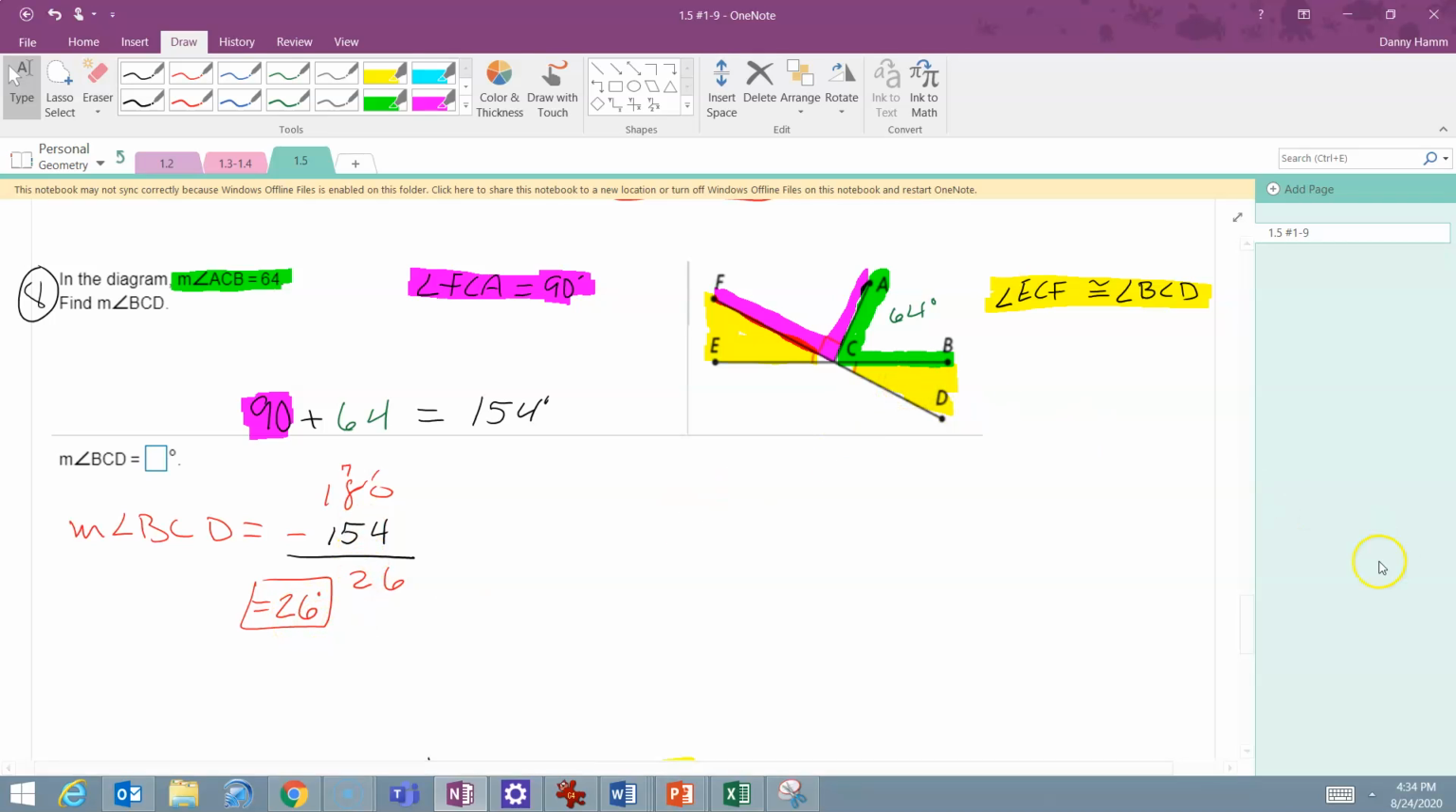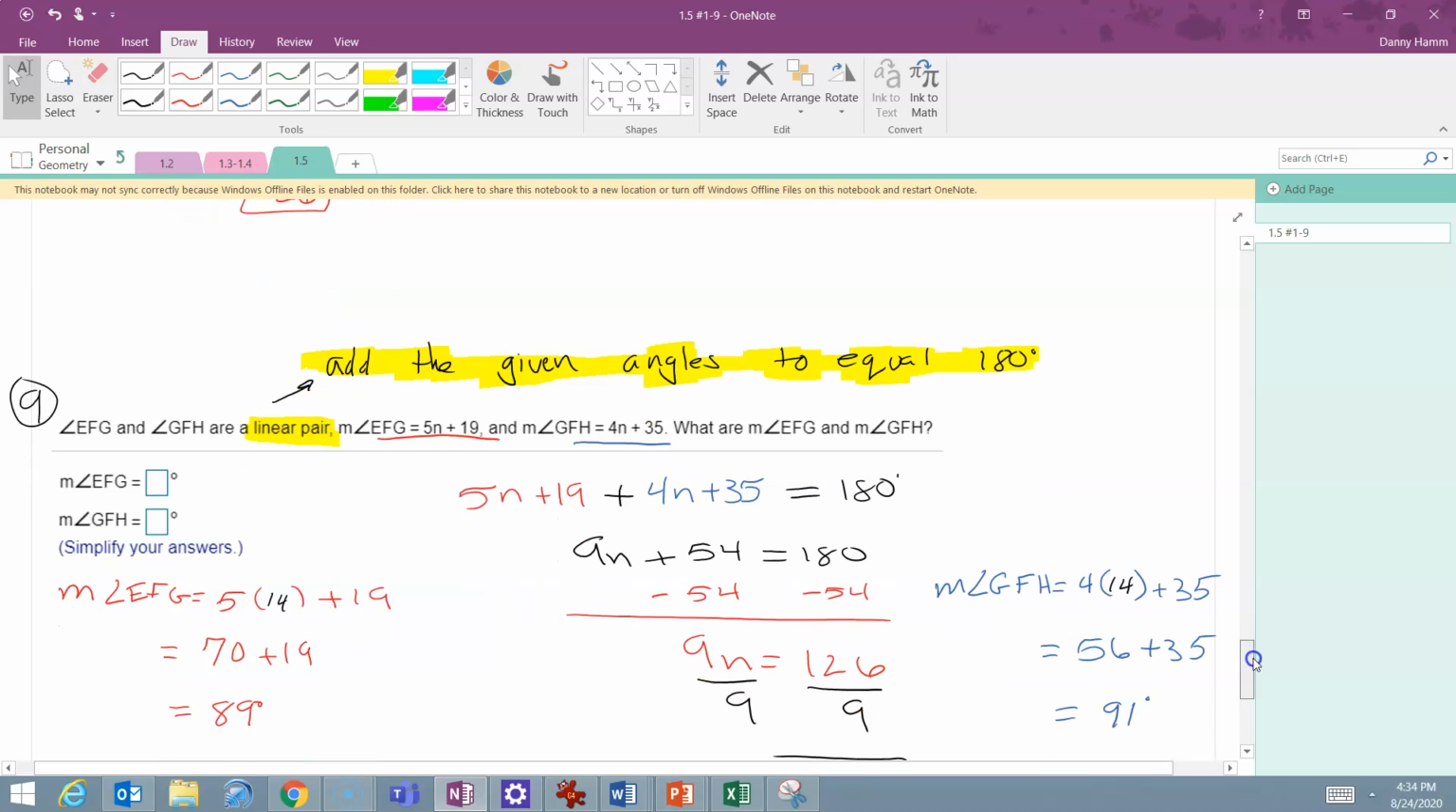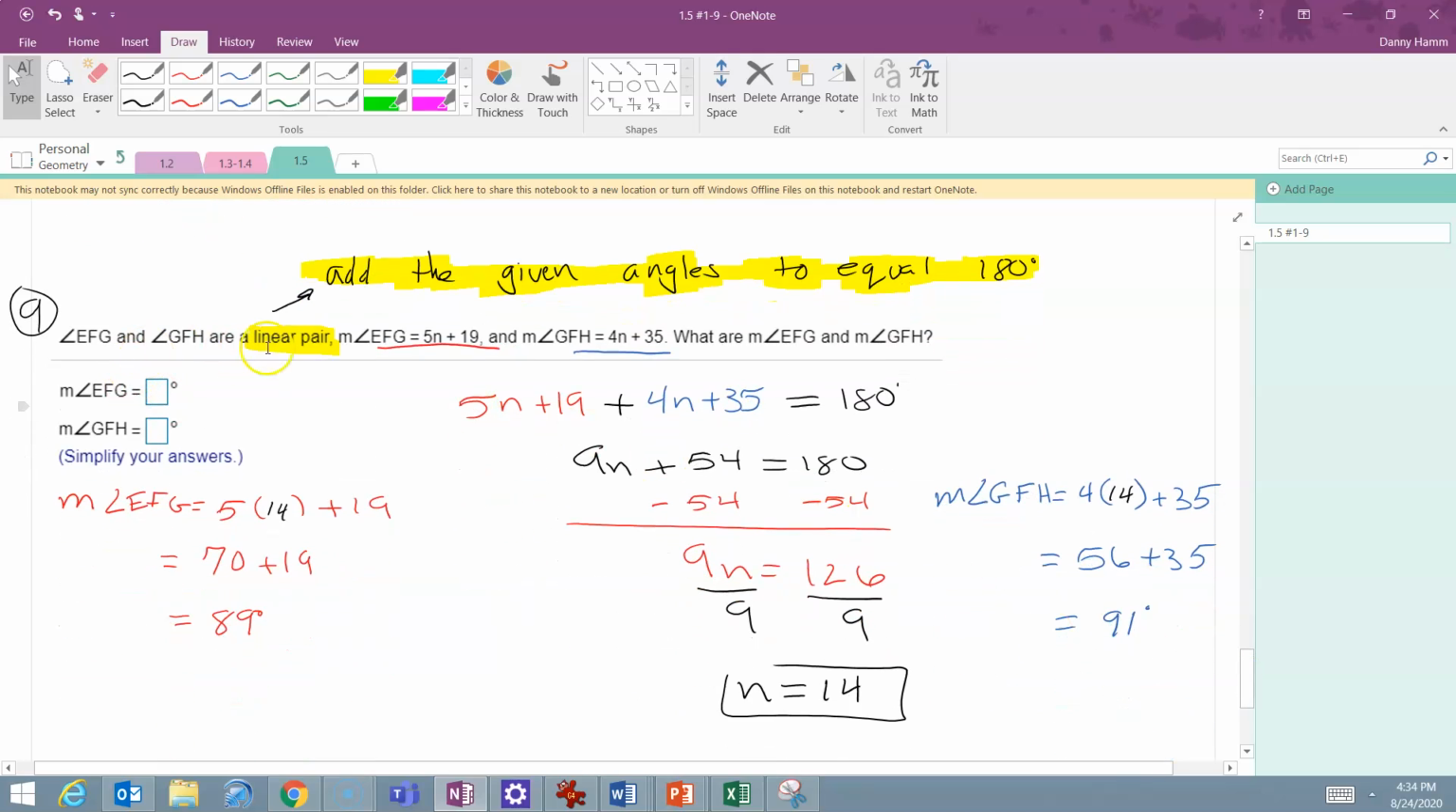And in our last problem, we have a linear pair, very similar to some problems earlier. This lets us know to add these to equal 180. And then we solve to find n. Once we find our value for n, we simply plug those in. And this allows us to find our two separate angle measures.